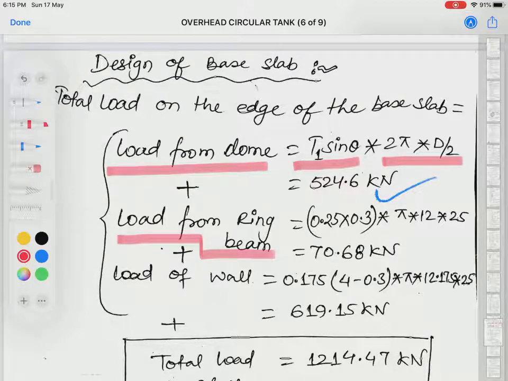Okay, now load from top ring beam, what would it be? The self weight of top ring beam will be calculated. Self weight can be calculated by volume of concrete multiplied by density of concrete. Density of concrete is 25 kilonewton per meter cube. You should remember it, 25 kilonewton per meter cube. And then volume of concrete is equal to cross sectional area multiplied by total length of the top ring beam.